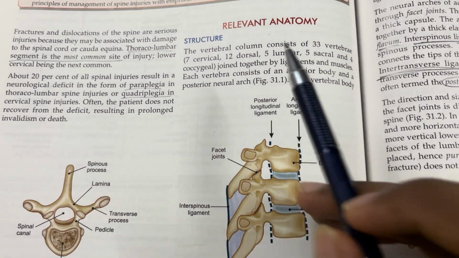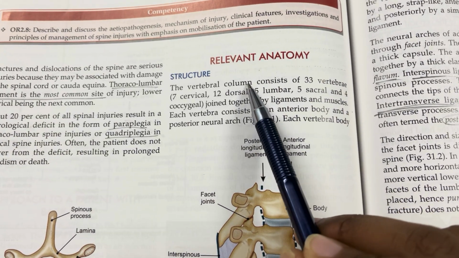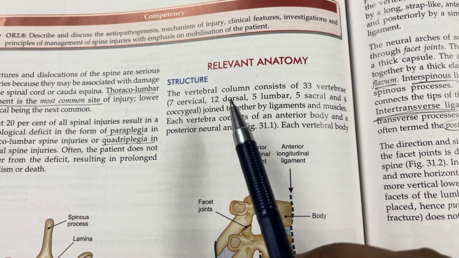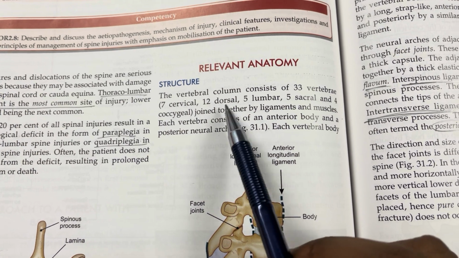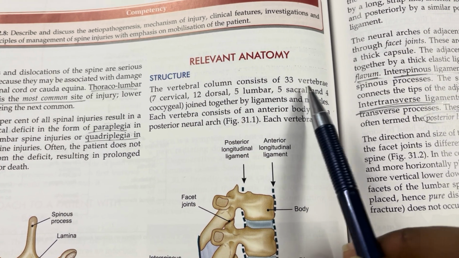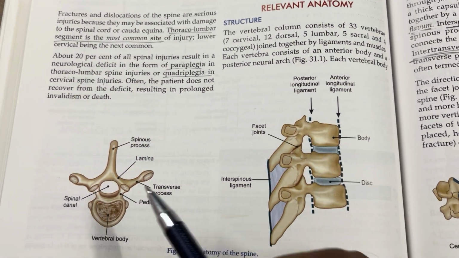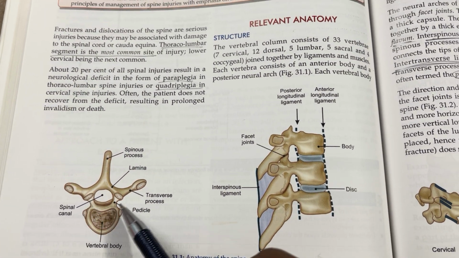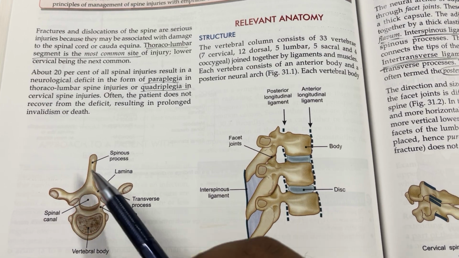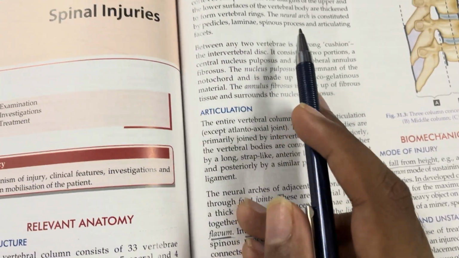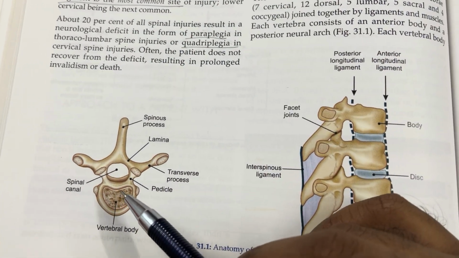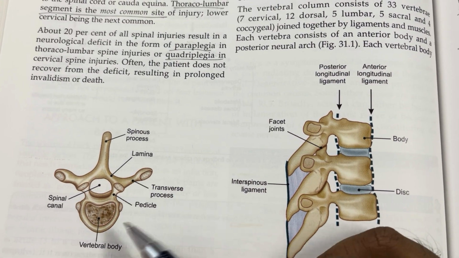Okay. Moving on to the relevant anatomy. The vertebral column consists of 33 vertebrae: 7 cervical, 12 dorsal or thoracic, 5 lumbar, 5 sacral and 4 coccygeal. They are joined by ligaments and muscles. Each vertebra has an anterior body and a posterior neural arch. Each vertebral body has a central part of cancellous bone and a peripheral cortex of compact bone.